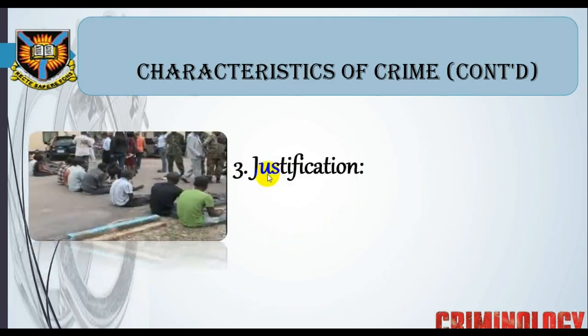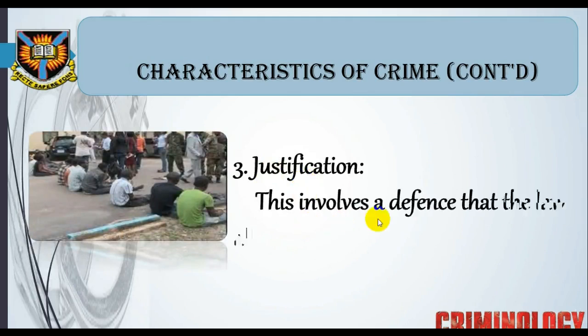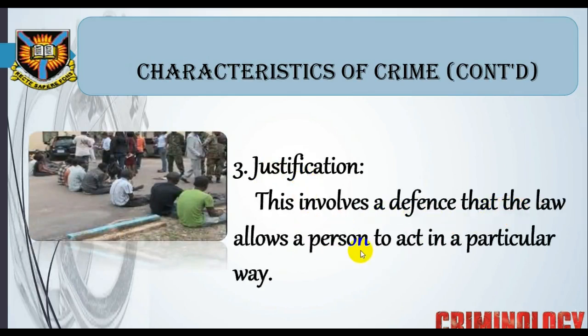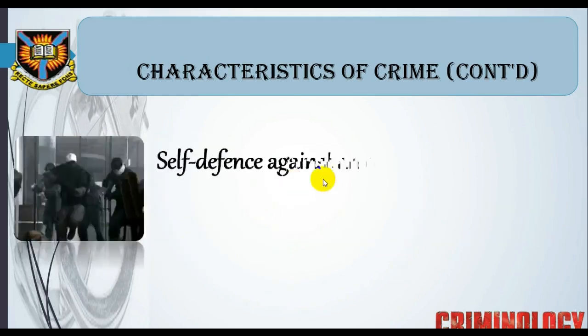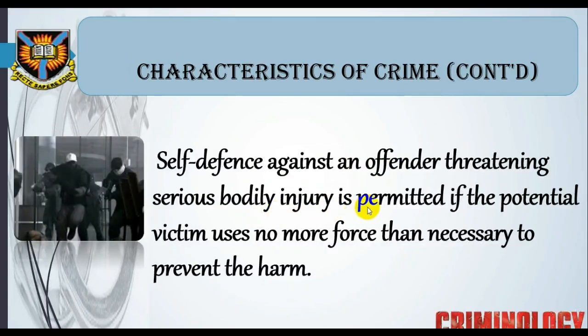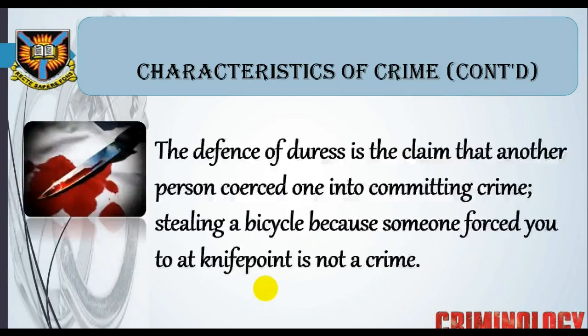For example, ignorance of the law is an excuse that is accepted only under certain circumstances. 3. Justification. This involves a defense that the law allows a person to act in a particular way. Self-defense against an offender threatening serious bodily injury is permitted if the potential victim uses no more force than necessary to prevent the harm. The defense of duress is the claim that another person coerced one into committing a crime. Stealing a bicycle because someone forced you to at knife point is not a crime.